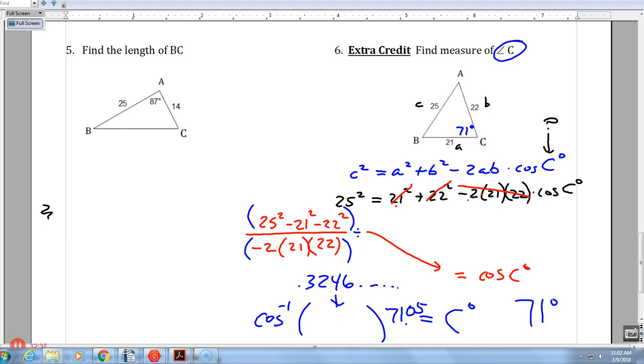All right, that's going to be exactly like the quiz tomorrow: 2 elevation and depression, 2 law of sines, 2 law of cosines, and a little bit of extra credit there. See you.